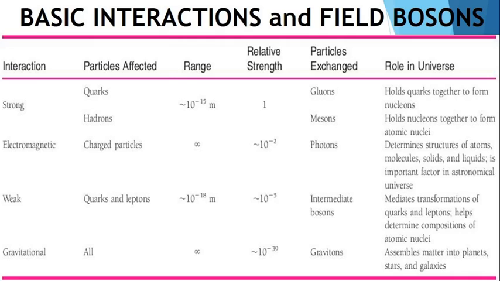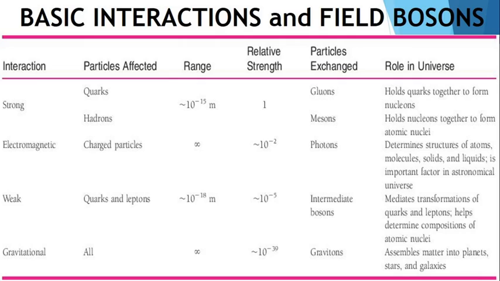Now, which are the particles exchanged when strong force acts between the nucleons? I had already said that protons and neutrons are made up of quarks. So whenever these quarks interact with each other, some particles are exchanged and those particles are called gluons. The particles exchanged between the quarks in a proton or neutron are called gluons. So what is the role of this strong force or strong nuclear force? It will hold the quarks together to form nucleons.